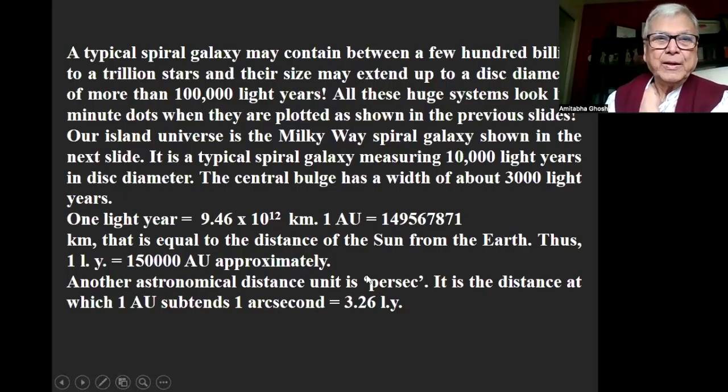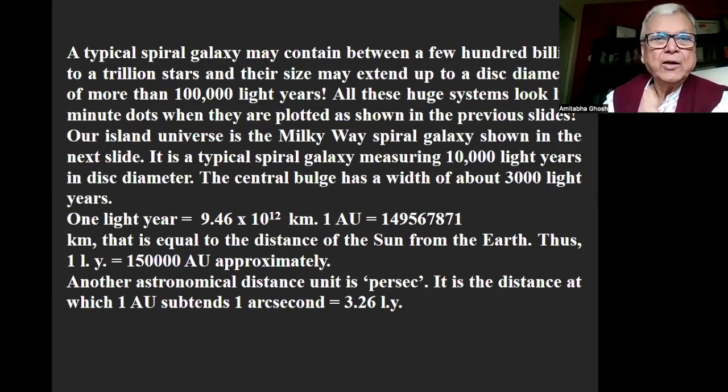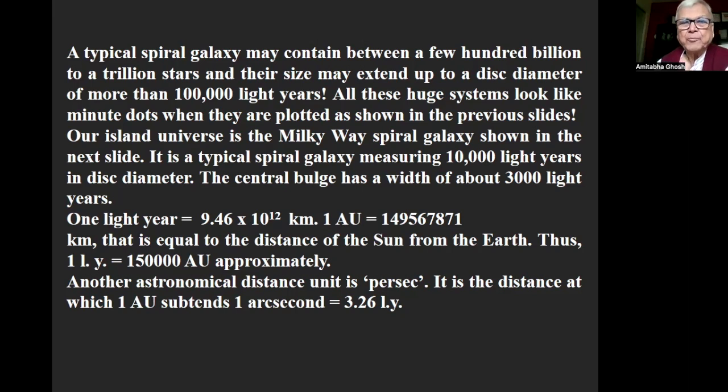Now, a typical spiral galaxy may contain between a few hundred billion to a trillion stars, and their size may extend up to a disk diameter because they are in the shape of a disc. Are you familiar with a discus throw? Have you seen such a discus? It is a bit thick near the middle and the sides taper off. So spiral galaxies look exactly like that.